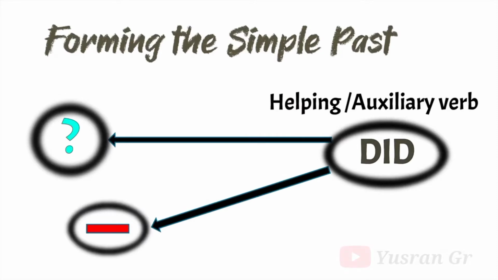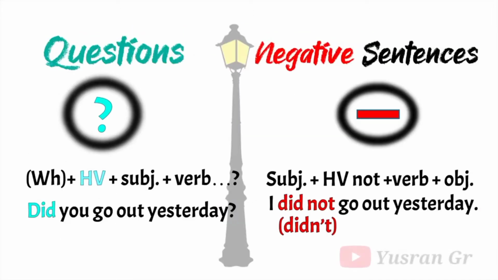So how do we form the simple past? First of all, we need a helping or auxiliary verb. In this case, we chose did. And did, we use did for questions and for negative sentences. So let's look at questions first.